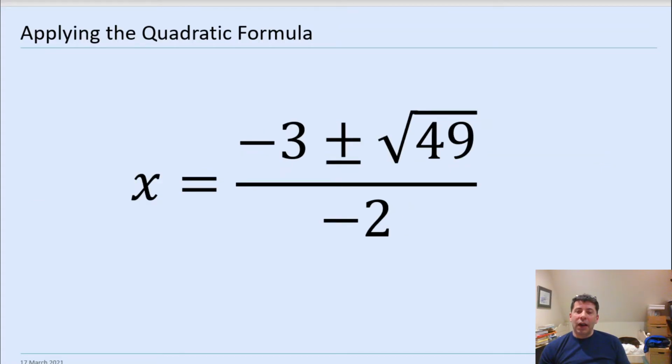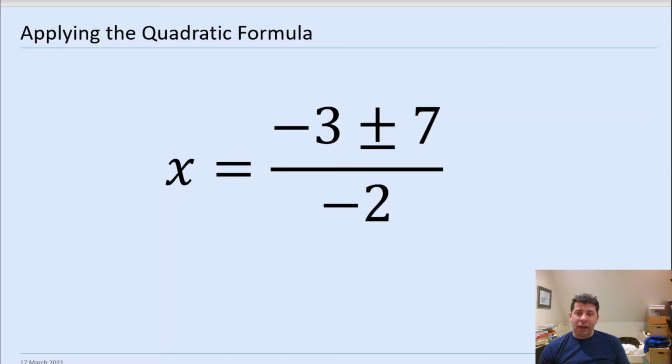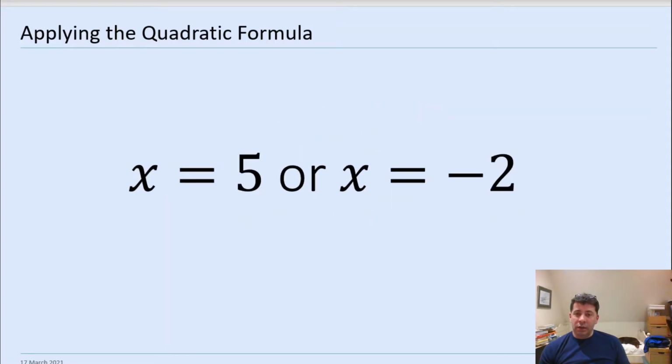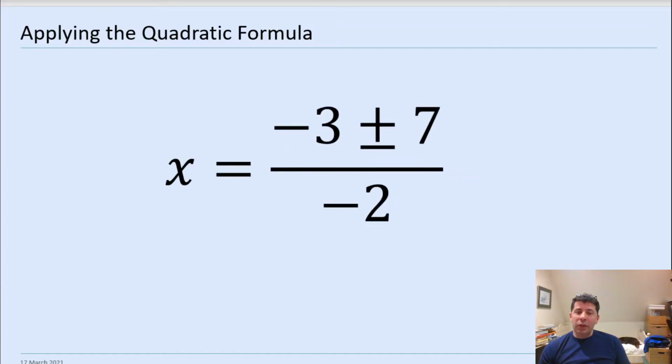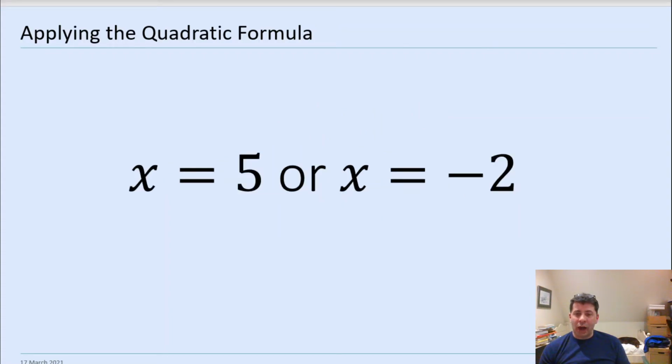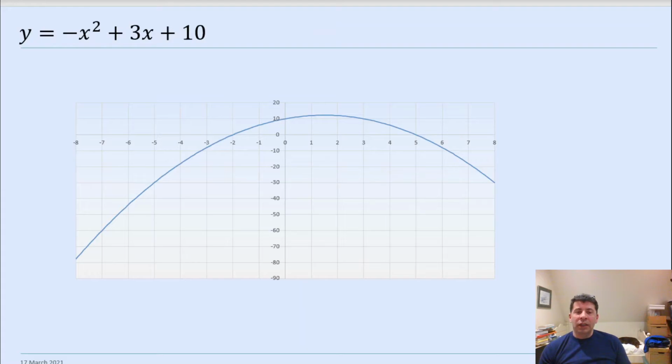So the square root of 49 is 7. When we add that, we get 4 over minus 2, which is minus 2. And when we subtract the 7, we get minus 10 over minus 2, otherwise known as 5. So the answers are 5 or minus 2. Here's the picture. Also, because we've got a negative coefficient on the x squared, because a is negative, the curve is actually the other way up. So instead of being able to catch rainwater, it looks like a little hill.